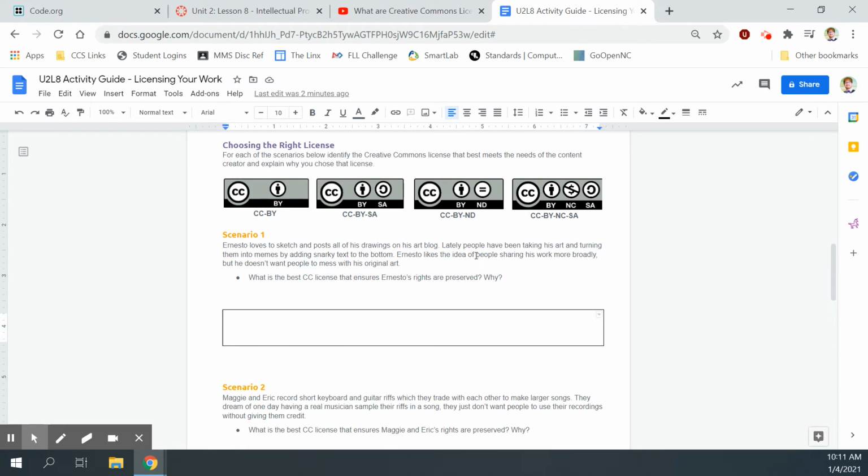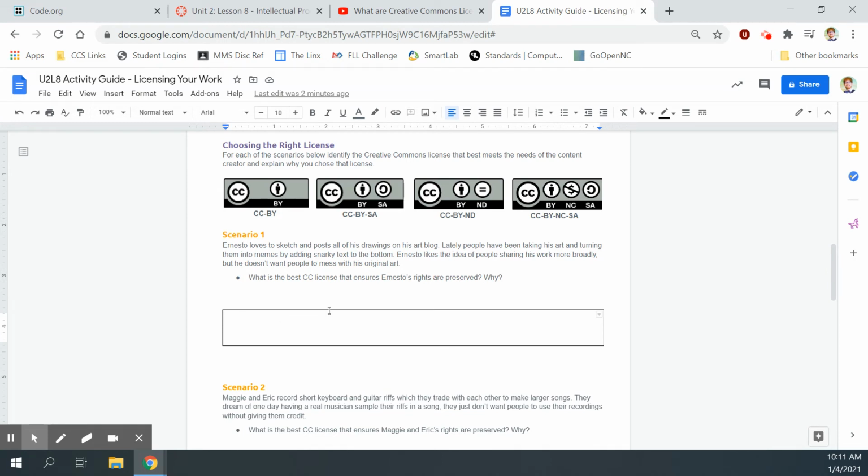Scenario 1. Ernesto loves to sketch and posts all of his drawings on his art blog. Lately, people have been taking his art and turning them into memes by adding snarky text to the bottom. Ernesto likes the idea of people sharing his work more broadly, but he doesn't want people to mess with his original art. So since Ernesto doesn't want anybody changing his artwork, what's the best Creative Commons license that ensures Ernesto's rights are preserved and why?